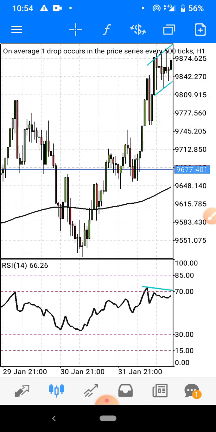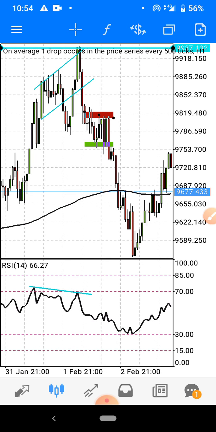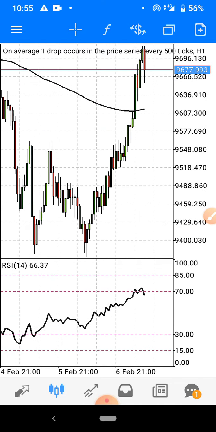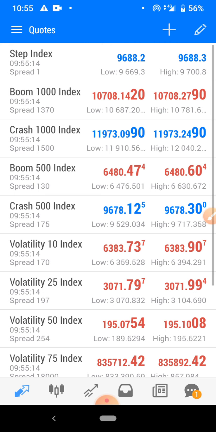A regular, look at it. Price making what? Higher highs, and your oscillator making what? Lower high. But the most important thing is that you are taking the divergence at a verified resistance, just like this, or at a verified support. At a verified resistance, or what? At a verified support. Once you've done this, you are very, very sure that this your trade will go very well, very smoothly.